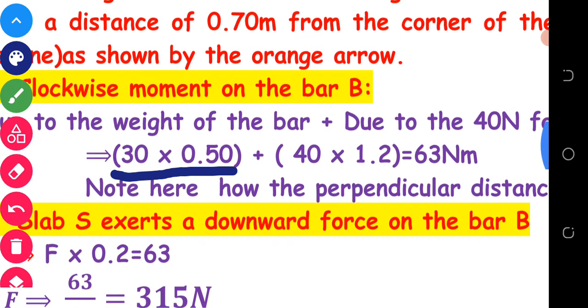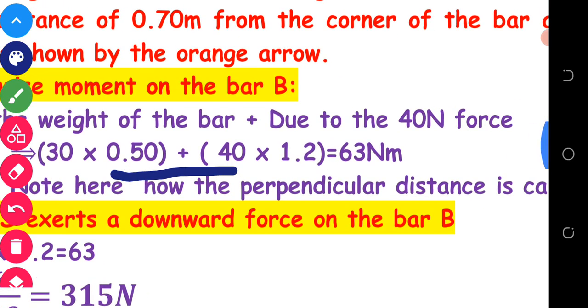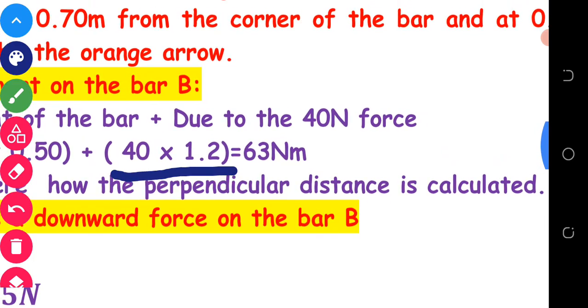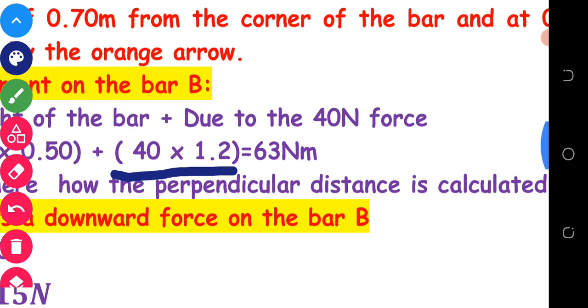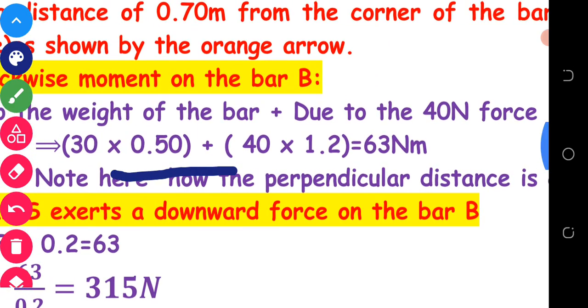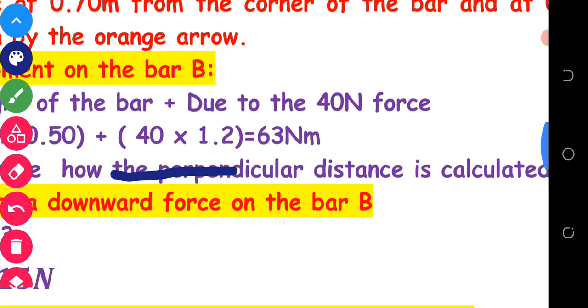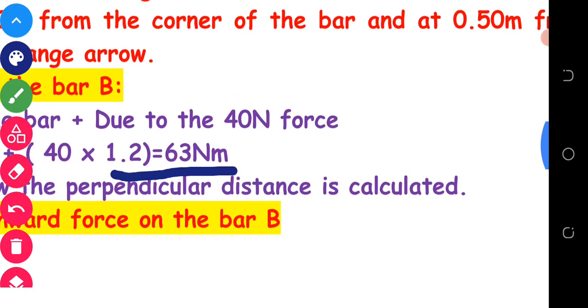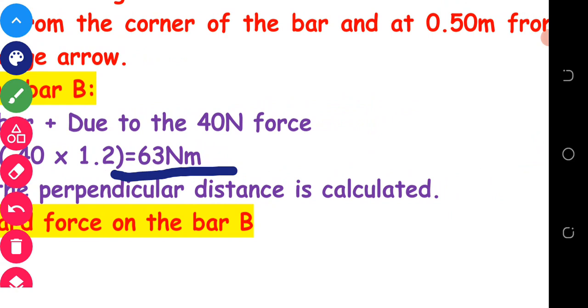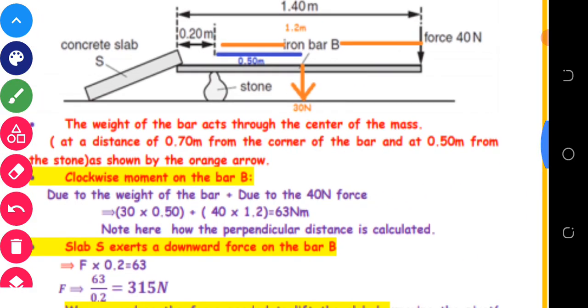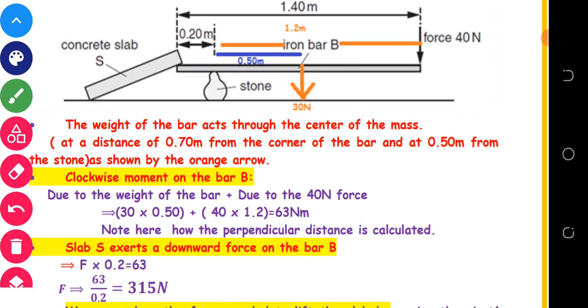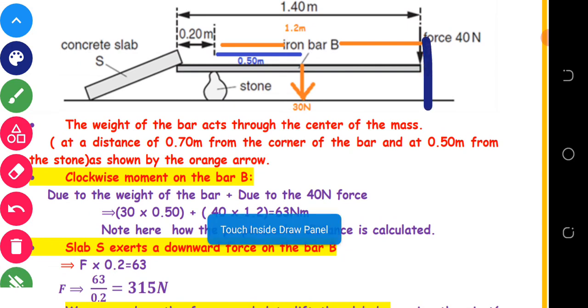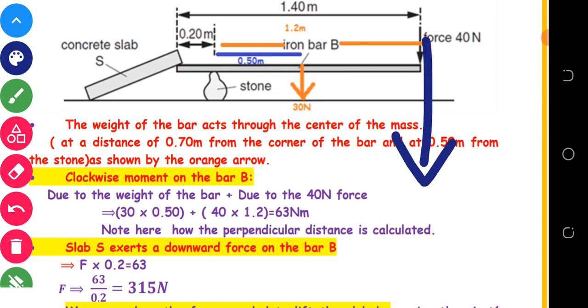We have this one, 30 newtons multiplied by 0.5 meters, and we have this other force, 40 newtons multiplied by 1.2 meters. So when we add all the clockwise moments, we find that the sum of the clockwise moments is 63 Newton meters. So that's the sum of our clockwise moments, which are the moment due to the 40 Newton force and the moment due to the weight of the iron bar.